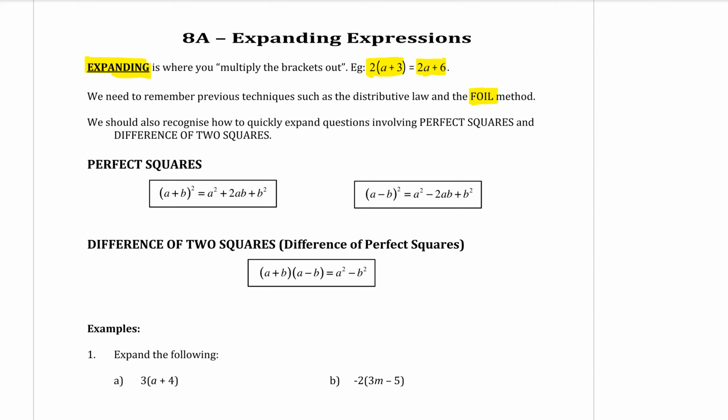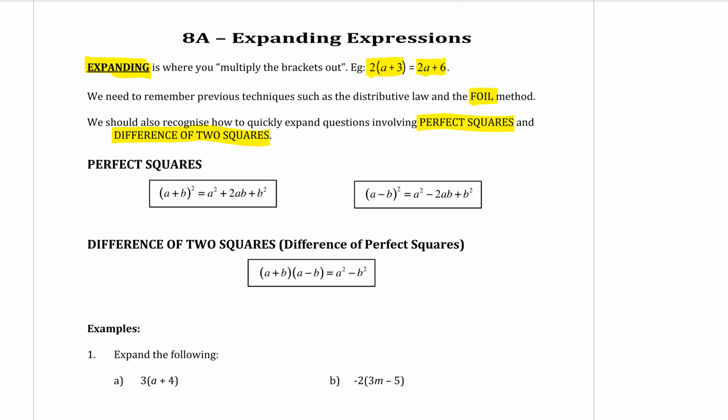We should also recognize how to quickly expand questions involving perfect squares and the difference of two squares. Okay, so they were some shortcut methods when expanding two sets of brackets. However, FOIL does always work, and that can be your backup plan if you forget the two shorter methods.